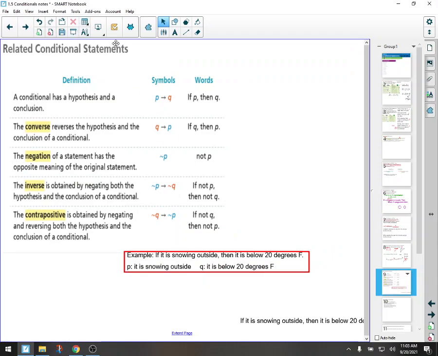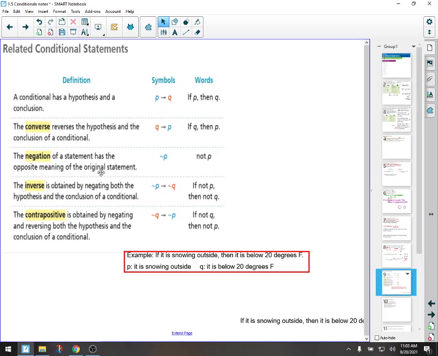So now we're going to look at related conditional statements. A conditional has a hypothesis and a conclusion. So that's like if P, then Q, right? That's how we write it, and that's what it means. Then there are some different things here. If that's our original, then we have something called a converse. And converse, you literally just reverse it. You put the Q first and the P second. So that's if Q, then P.